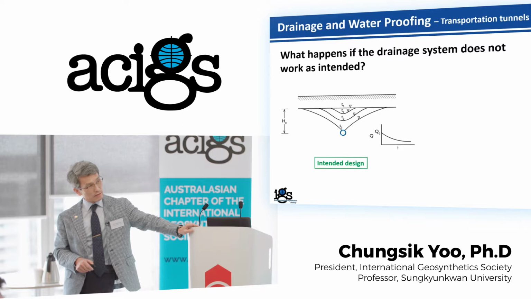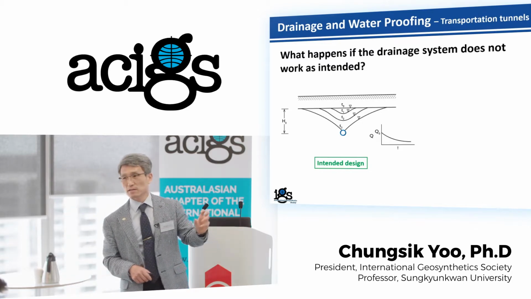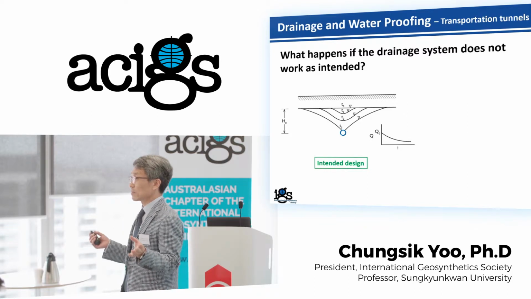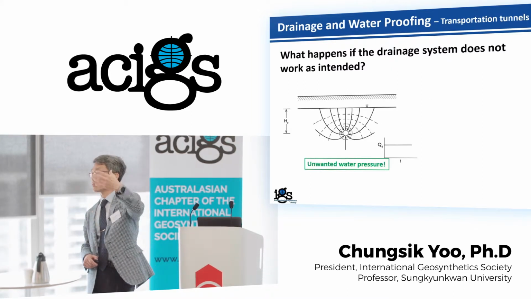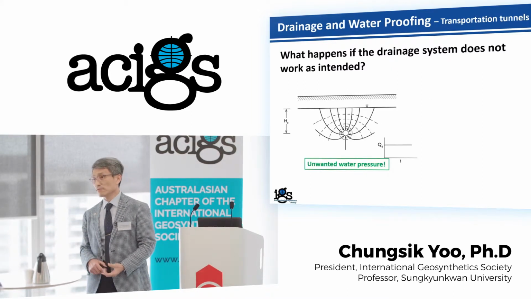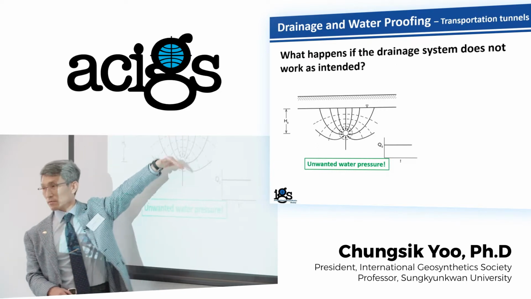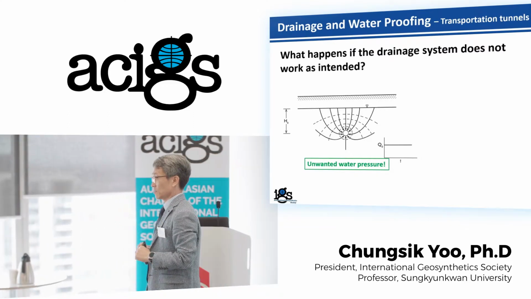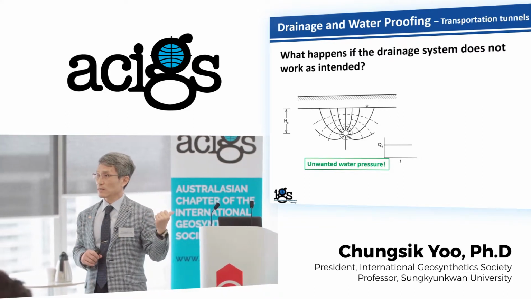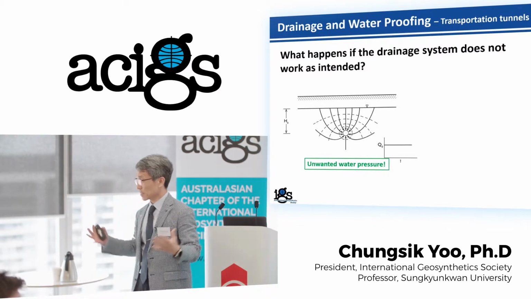We are lowering the groundwater table, and there is very small hydraulic pressure. This is intended, so the concrete lining was designed without considering hydraulic head. After the clogging and failure of the drainage system, the water table goes back to the original, with a lot of water pressure. Initially the concrete lining was designed without consideration of hydraulic pressure. Now a lot of water pressure is acting. That means structural failure.